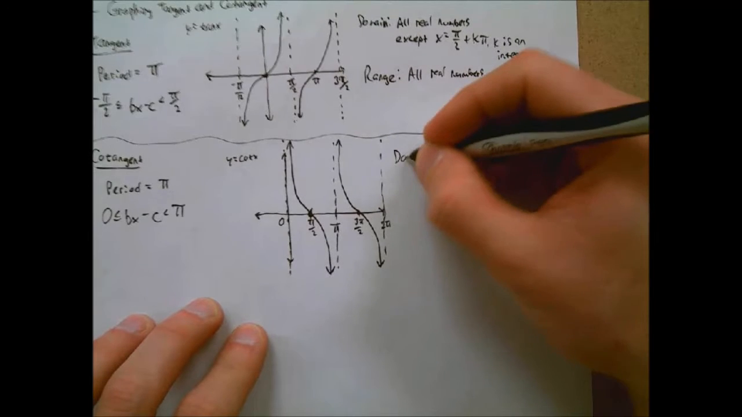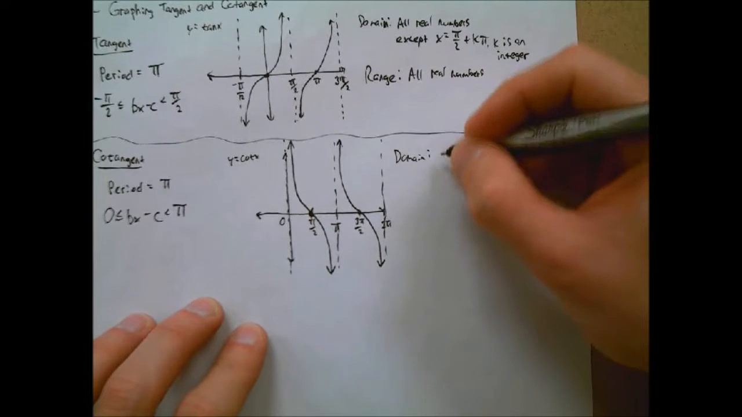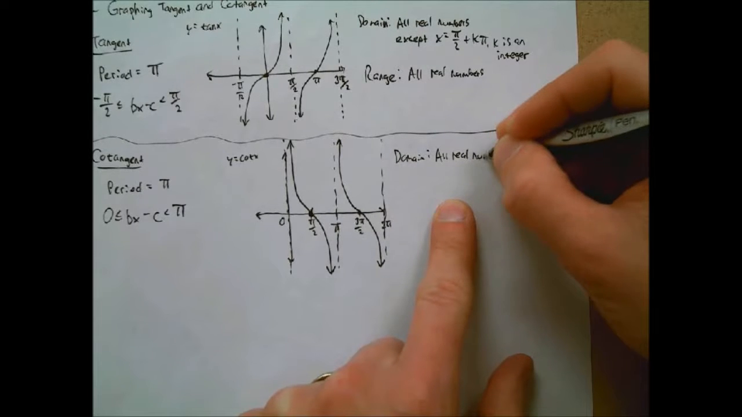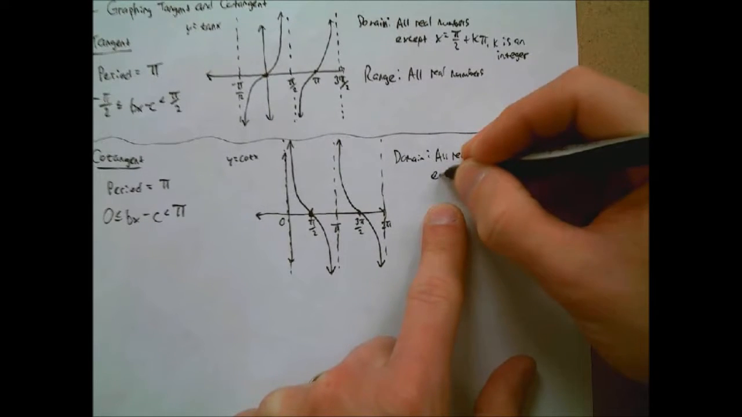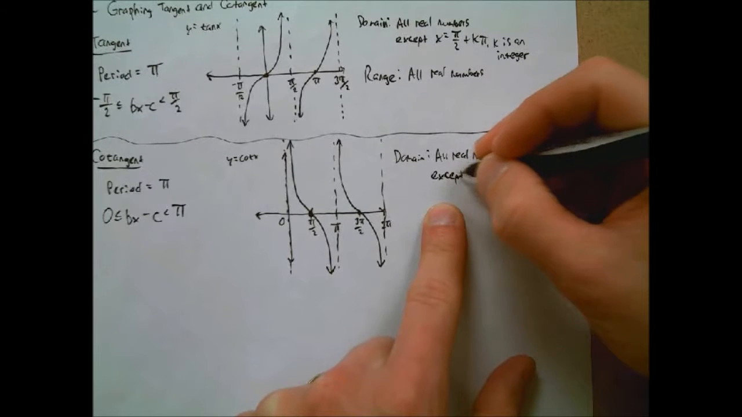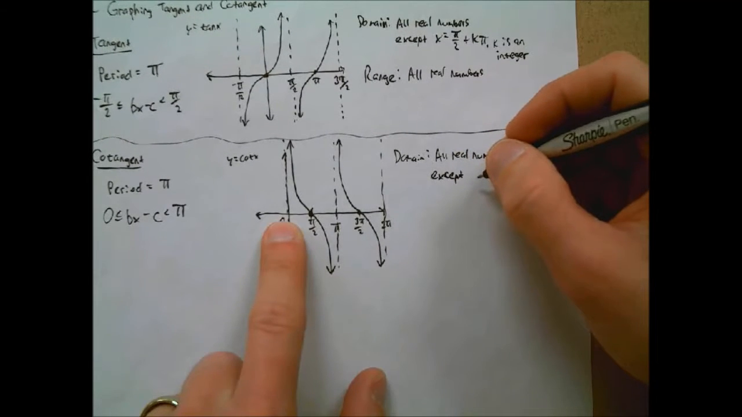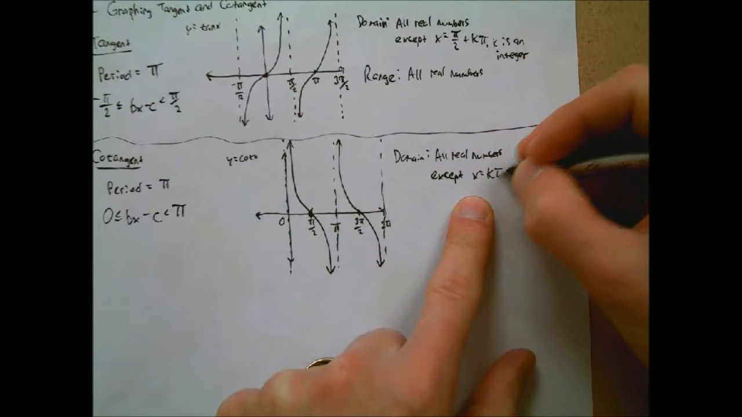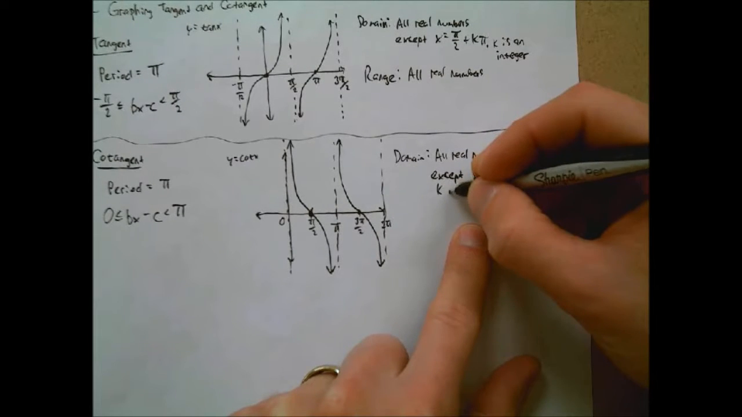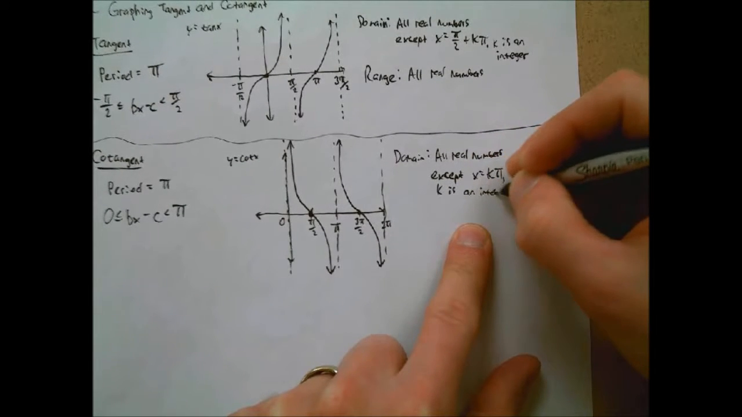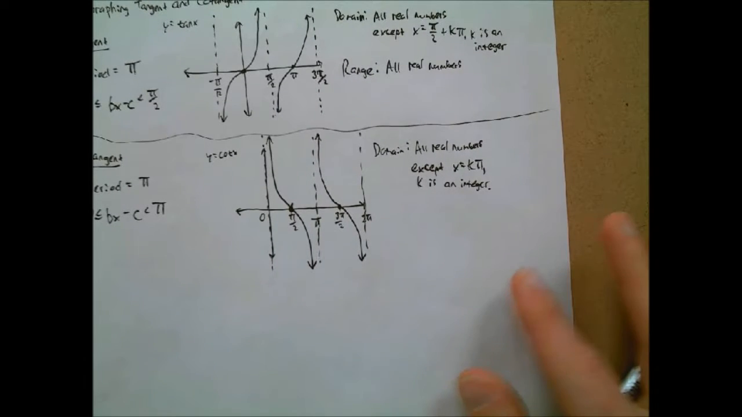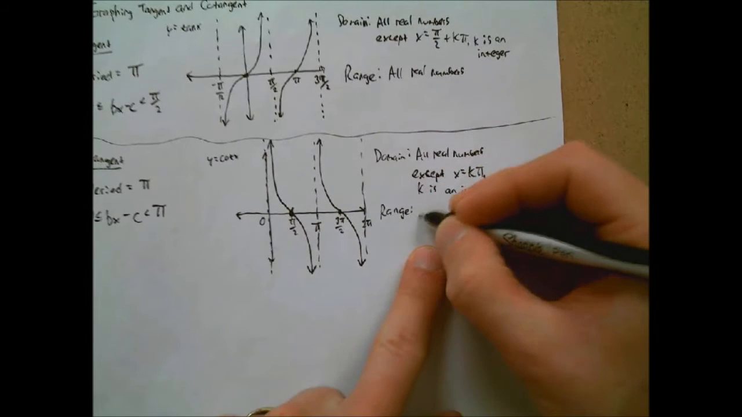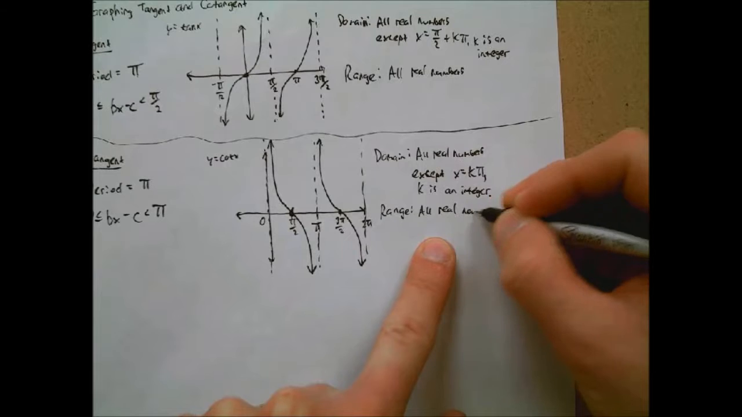Okay, domain is very similar here. It would be all reals except, in this case, since we're starting at 0, I don't need to put like 0 plus k pi. I can just say k pi. K is an integer. Okay, you can put 0 plus k pi if you want to, but it's not necessary, right? 0 plus k pi is just k pi. And what would the range be for this? All reals.